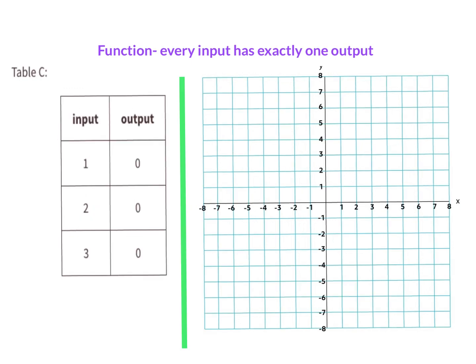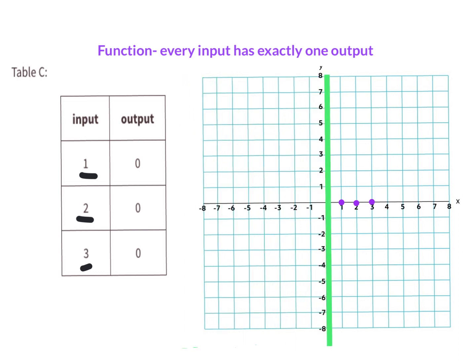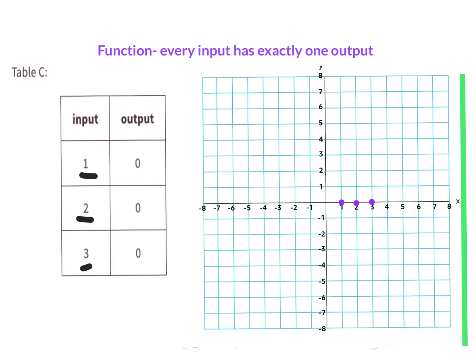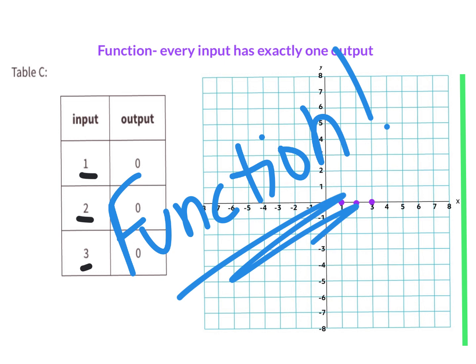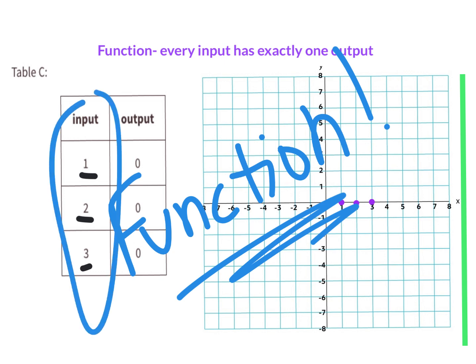Okay, and let's check out table C. It looks like the inputs are all different values, so that's a good sign. Let's graph it and see what happens. 1, 0 is right here. 2, 0, and 3, 0. Oh, this is going to pass the vertical line test. Watch. When I pull the line across, every input has exactly one output. Okay, so that passes the vertical line test. So this is a function. Okay, so the outputs can repeat. As long as the inputs are all different, then it is a function.